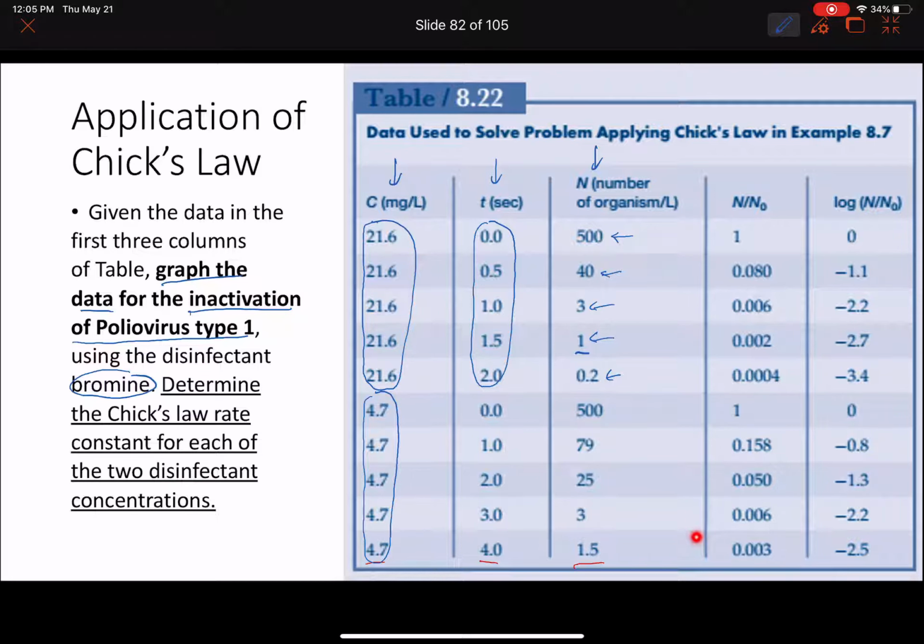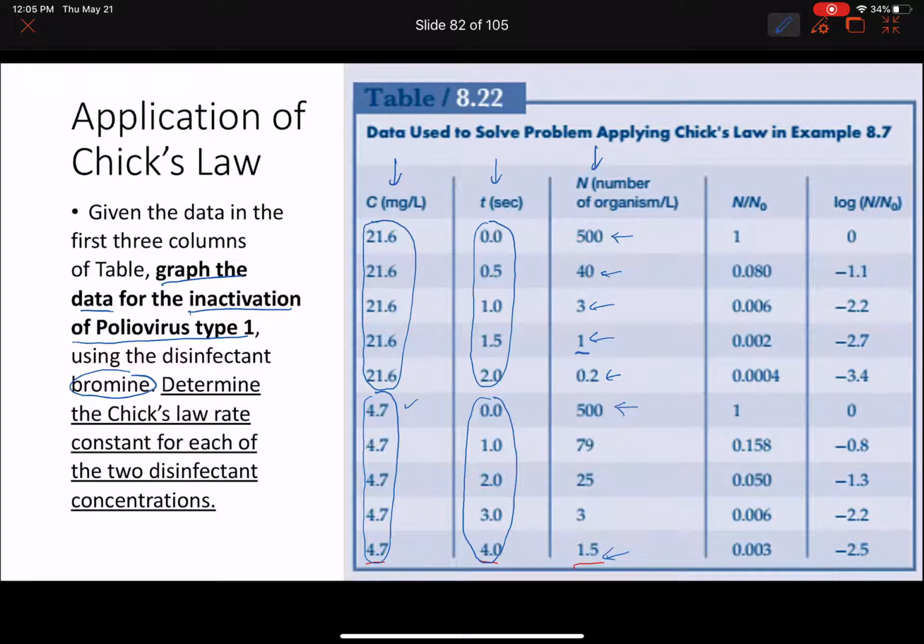Also for the next concentration of bromine, the 4.7, the time goes from 0 to 4 seconds. We give extra time here. And you can see that we make sure that it has initially the same number of poliovirus type 1, 500, all the way to 1.5. Now, we need to plot it and find out the constant K to see which one of them is more effective.